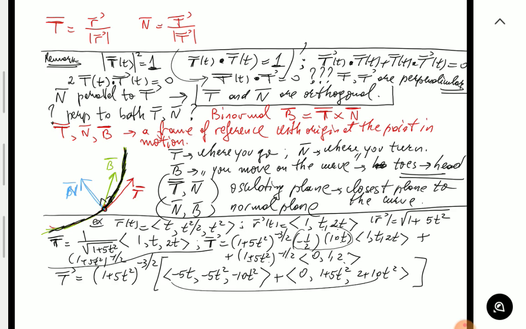If we add this together, t prime is going to be 1 plus 5t squared to the minus 3 halves, and then together the vector becomes minus 5t, since the squared cancels, then 1 and then 2. So that's just t prime. We have to normalize it, that is to say we have to divide it by its length.